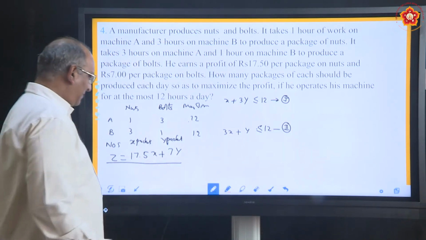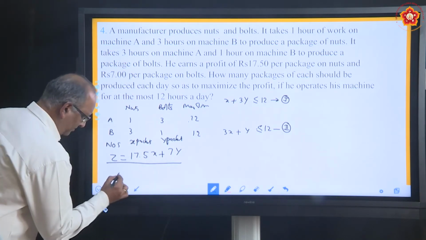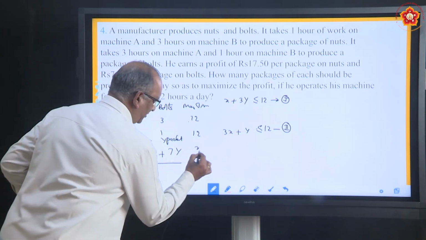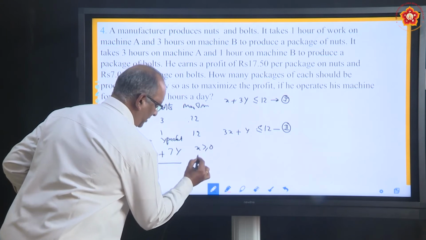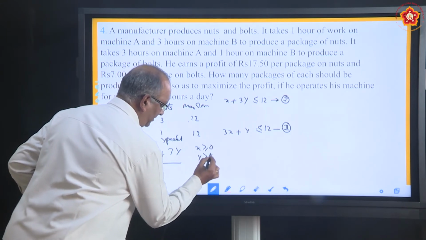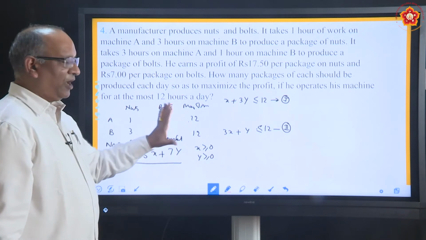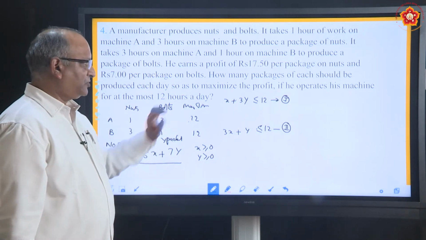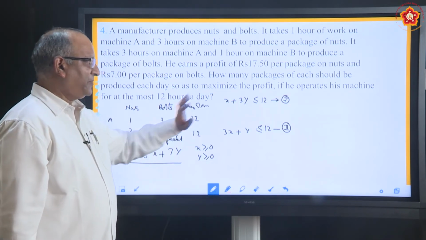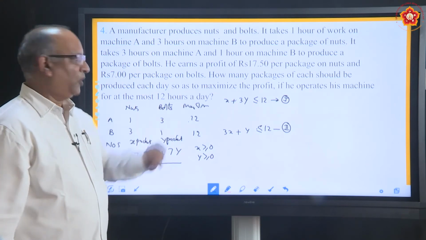And we know that the number of bolts is going to be greater than 0, and the number of nuts is going to be greater than 0. That 2 will always be there. Now come to this. Why have we put a gap here? So that we can take the points.